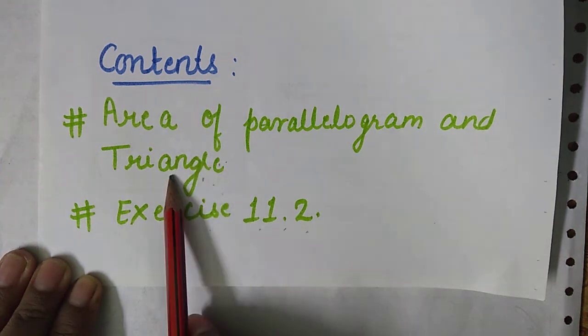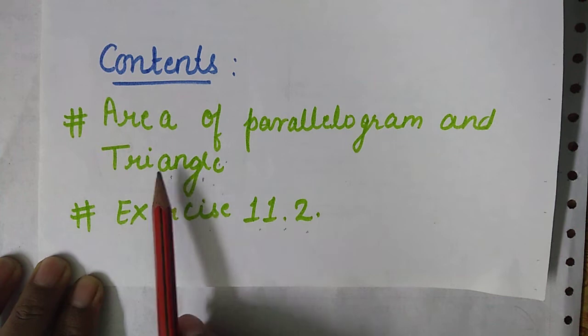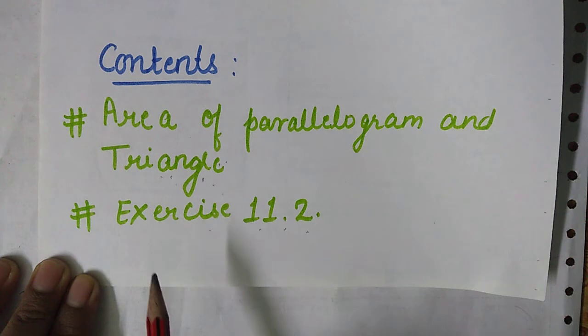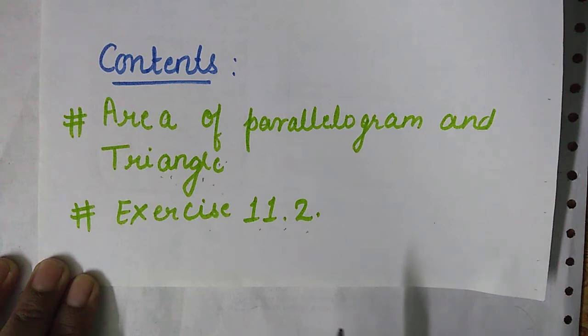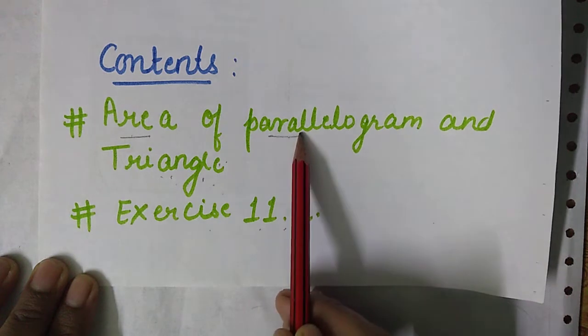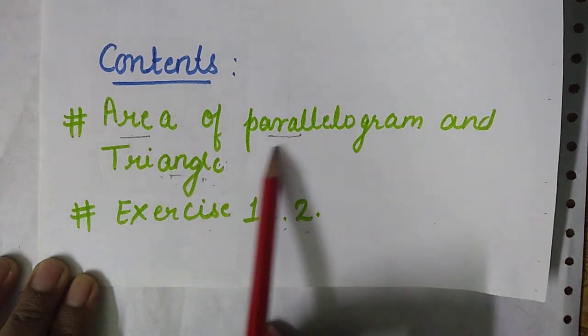Before taking this topic, let me recall the previous concepts that we have learned in lecture number 1. Students, we have started with the term perimeter and area. Perimeter is the length of the boundary, and area is the space occupied by the boundary. In the first lecture we have learned how to find area of square and rectangle and perimeter of square and rectangle. So in this lecture we are going to discuss how to find area of parallelogram and triangle. Okay, so let us start with this topic.